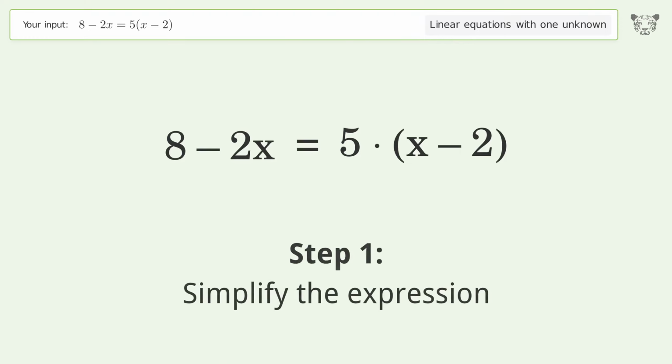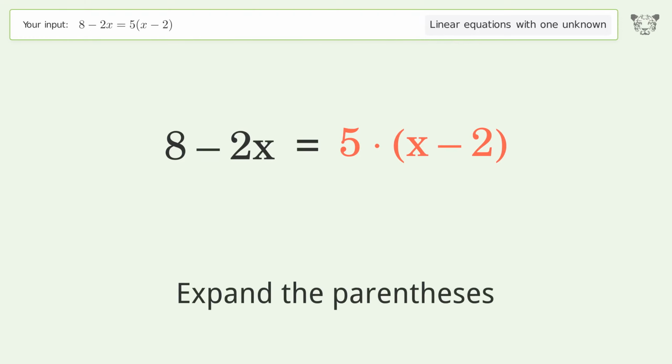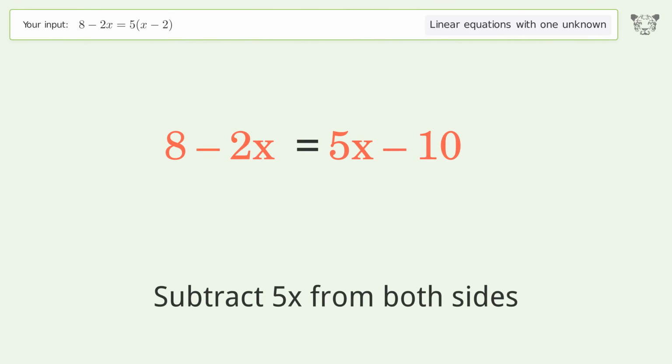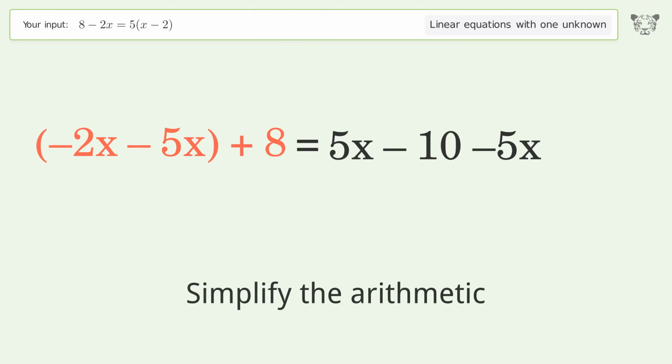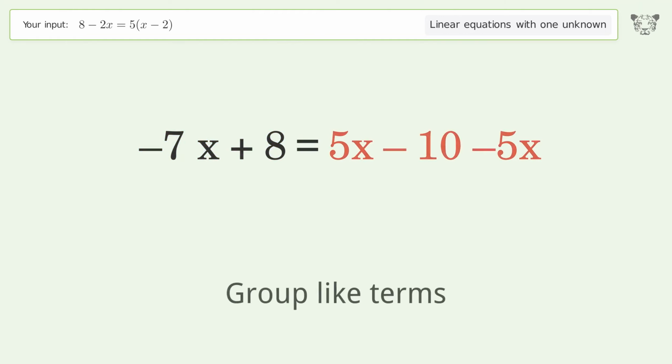Simplify the expression. Expand the parentheses. Simplify the arithmetic. Group all x terms on the left side of the equation. Subtract 5x from both sides. Group like terms. Simplify the arithmetic. Group like terms. Simplify the arithmetic.